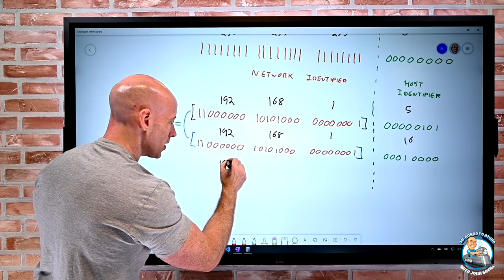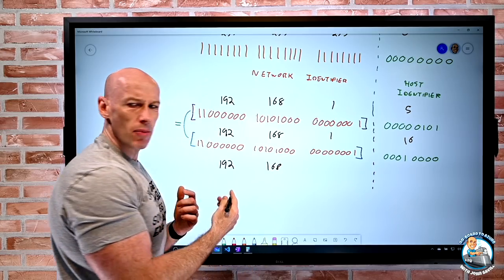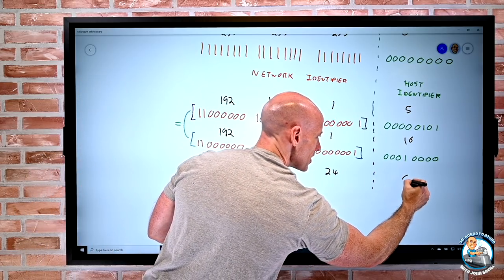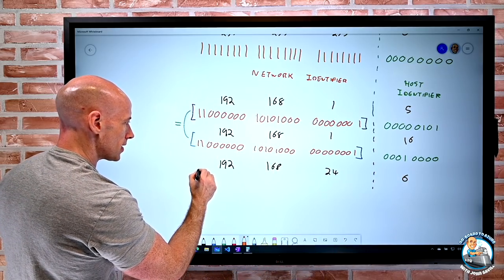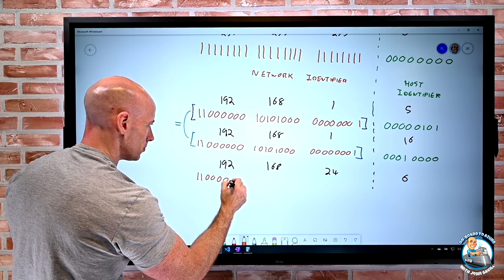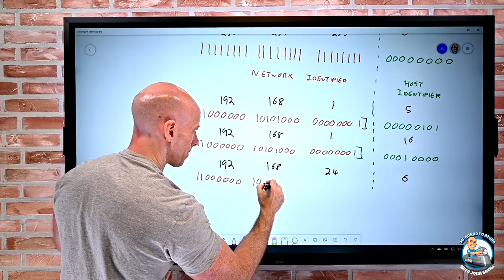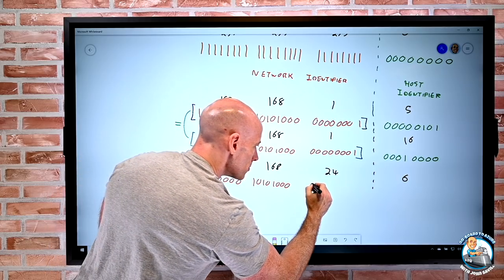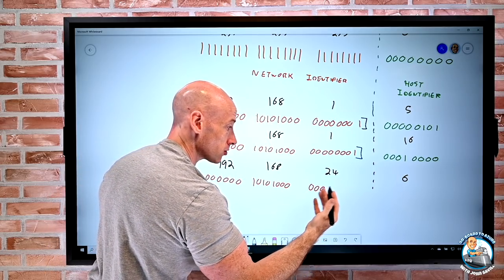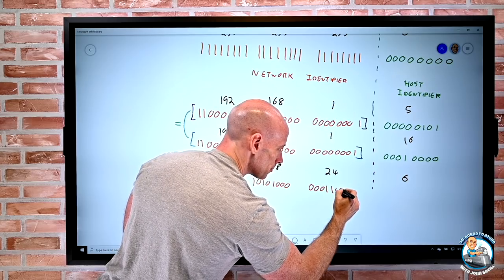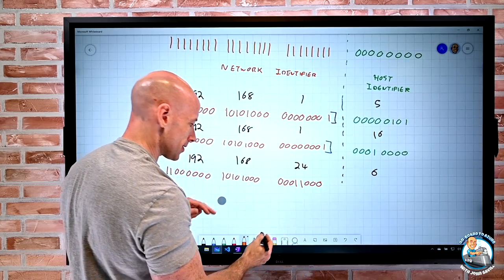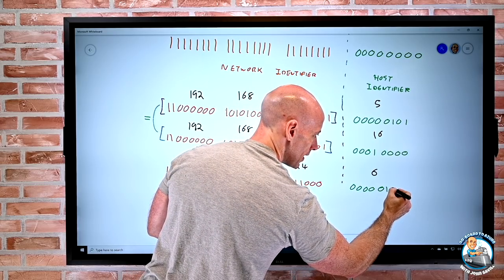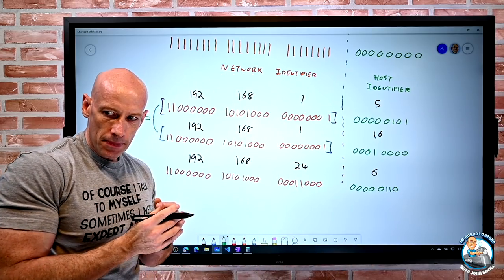Now, if I was sending it to 192.168, remember, what did I say? 24, for example, 6. If that's my destination. So now it's the same first part. I'm definitely gonna miss a zero at some point. So now I'm sending it to 24. So 16 plus 8. So that one and that one. And then 6. So 6 would just be 4 and 2, which is that.